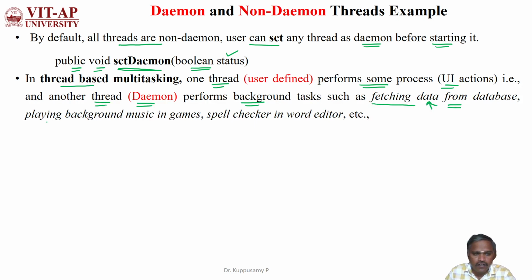And when you are playing a game, the background music is played during the game. So that is also considered a daemon thread. And consider the spell checker in a word editor. When you are entering data in an MS Word document, the spell checker checks the spelling mistakes, right? So this spell checker will end whenever you close the Word document. So this is also called a daemon thread.